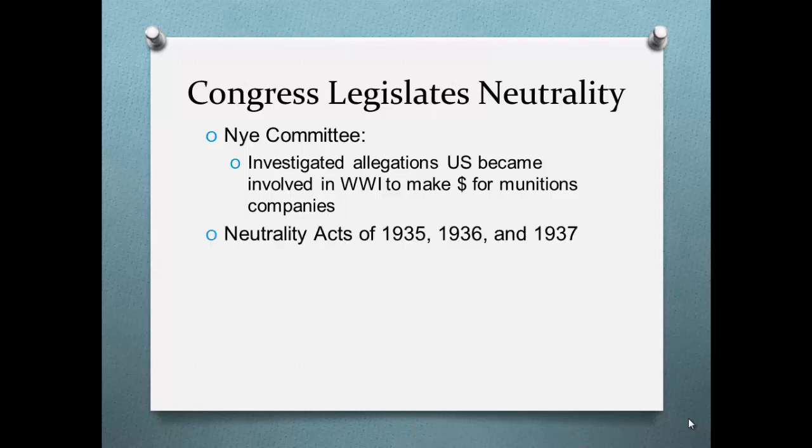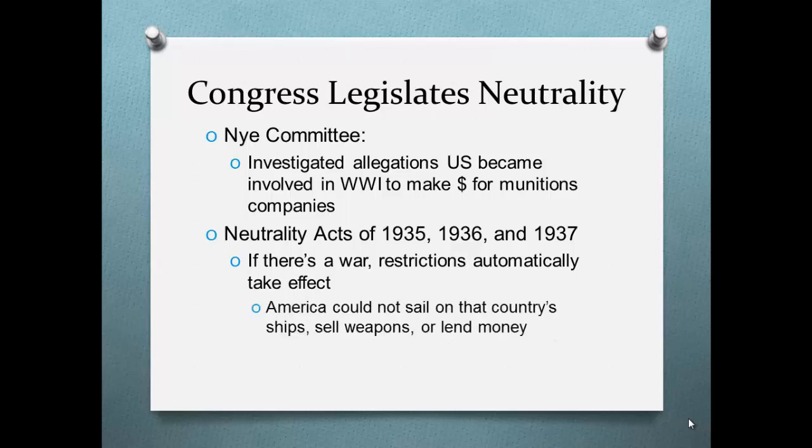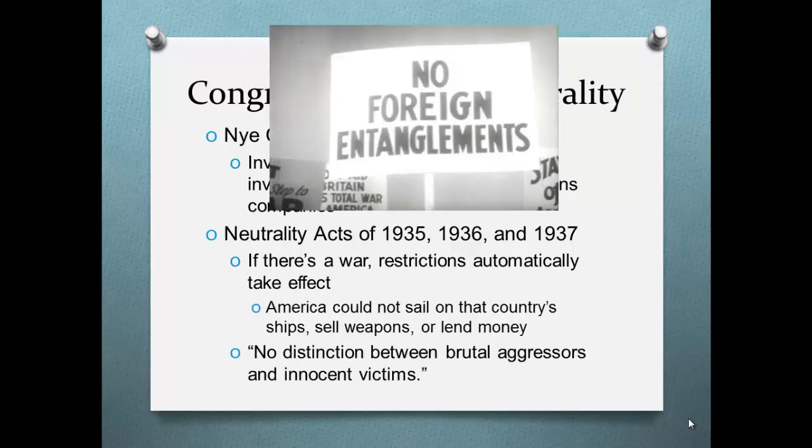So we have a series of Neutrality Acts, 35, 36, and 37, not to be confused with 39, which we'll talk about in just a couple of minutes. And this says if there's a war, restrictions automatically take effect. America could not sail on a country's ship that is involved in a war. They could not sell weapons, and they could not lend money. In theory, this might sound like a good idea. It would keep America out of involvement, but there's no distinction.